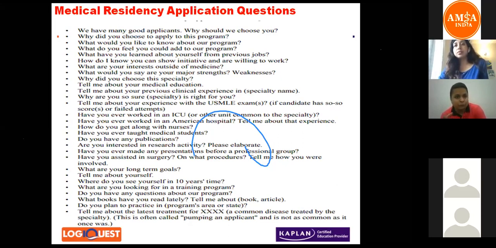What have you learned about yourself from the previous job? So whatever experience regarding your specialty, you can always describe in about 3 or 4 sentences, or if you have some more, that's absolutely fine.